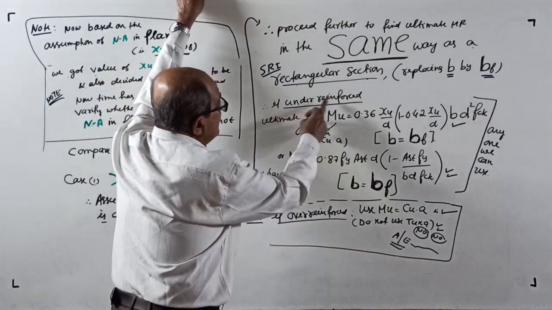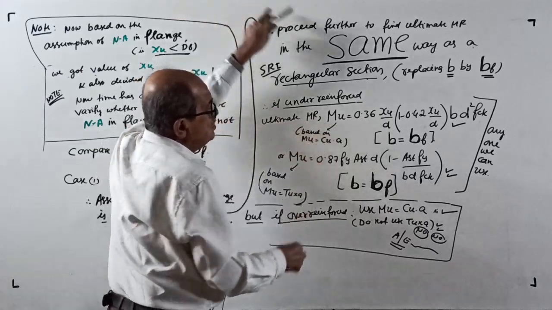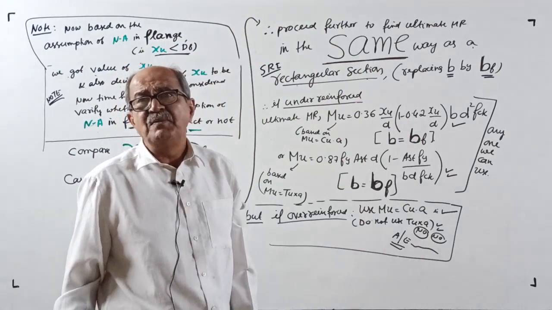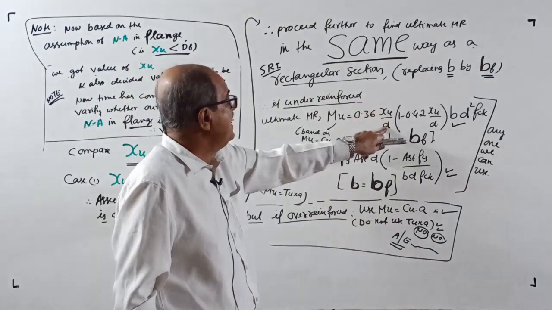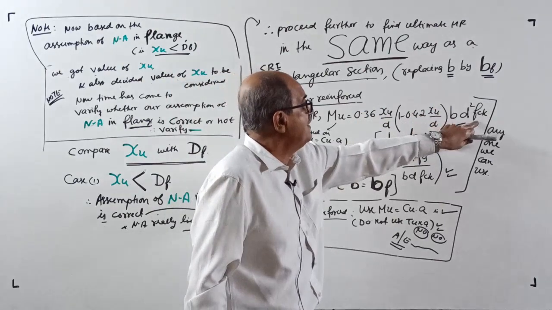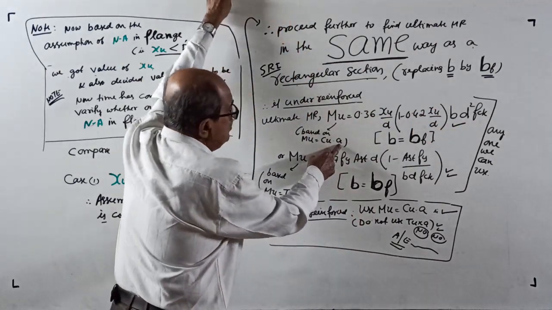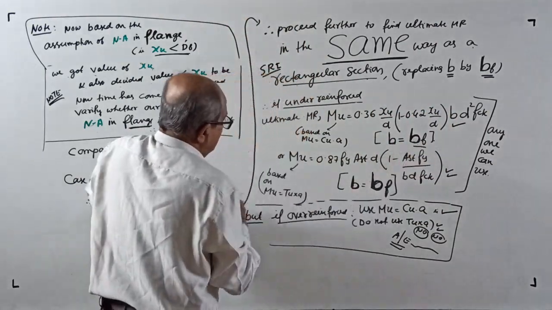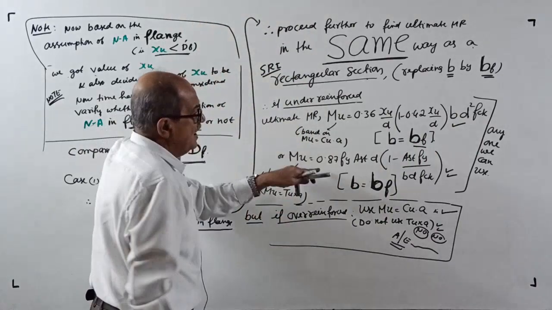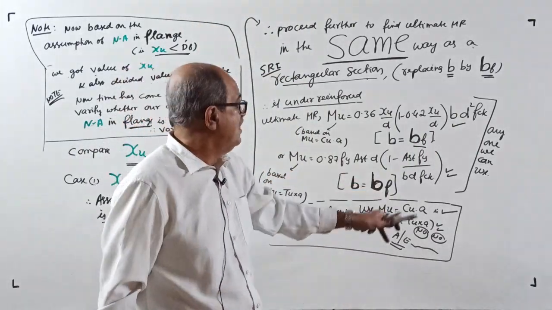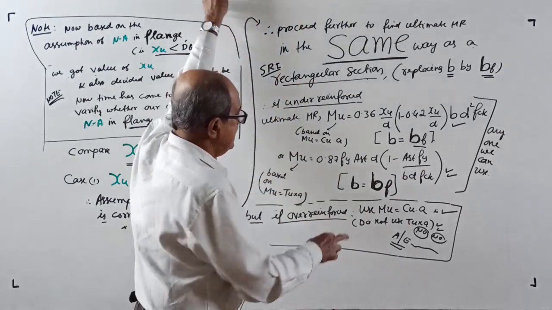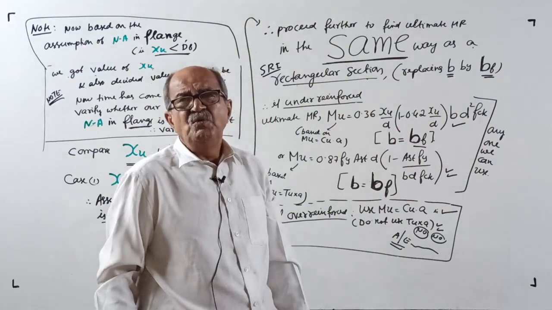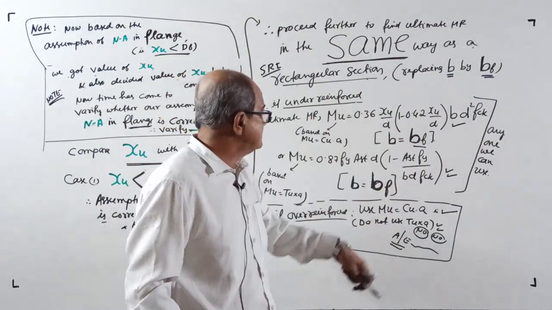If under reinforced, ultimate MR equals, see the equation, this you know. Remember, I am using only the IS code expression, not the double. 0.36 into XU by D into 1 minus 0.42 XU by D, BD square FCK. That is based on CU into A. But remember, wherever B is there, BF. Or MU based on TU into A: 0.87 FY into A into D into 1 minus A FY by BD FCK. Replace B by BF. Any one we can use, your choice. Both will give the same answer.